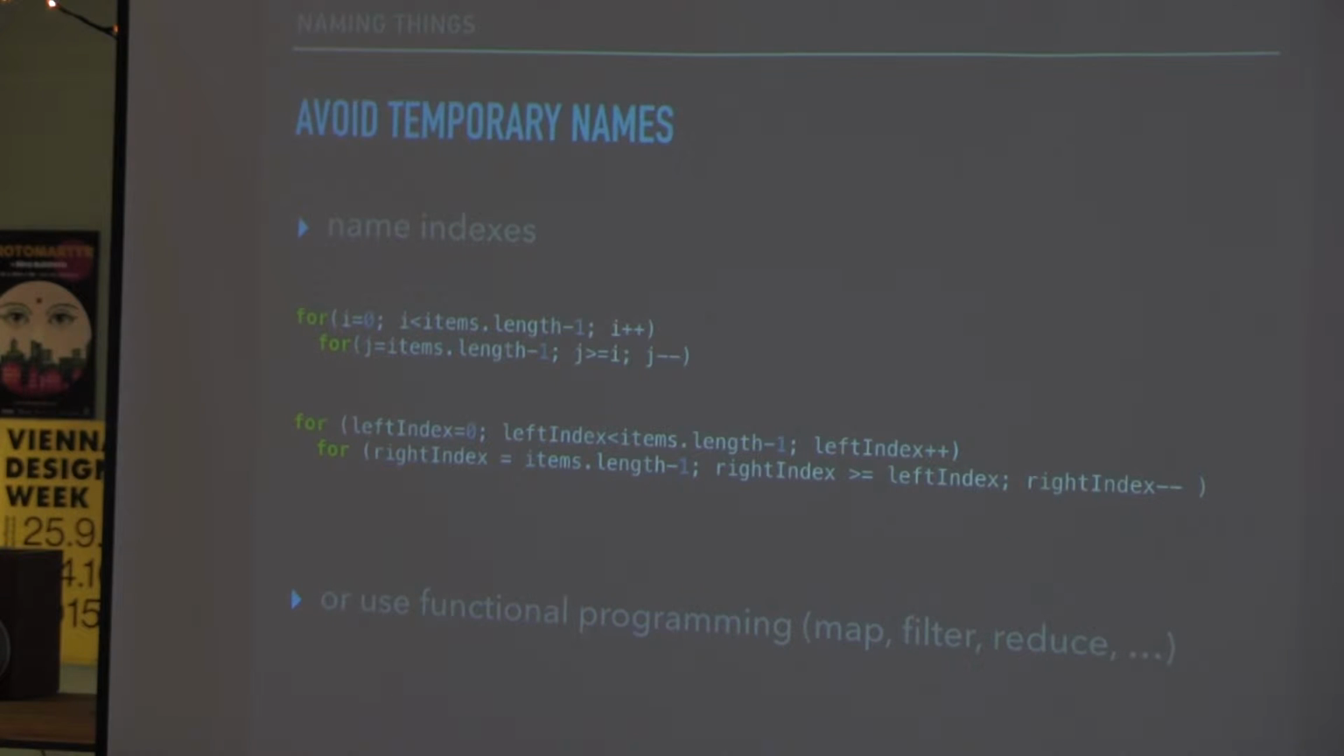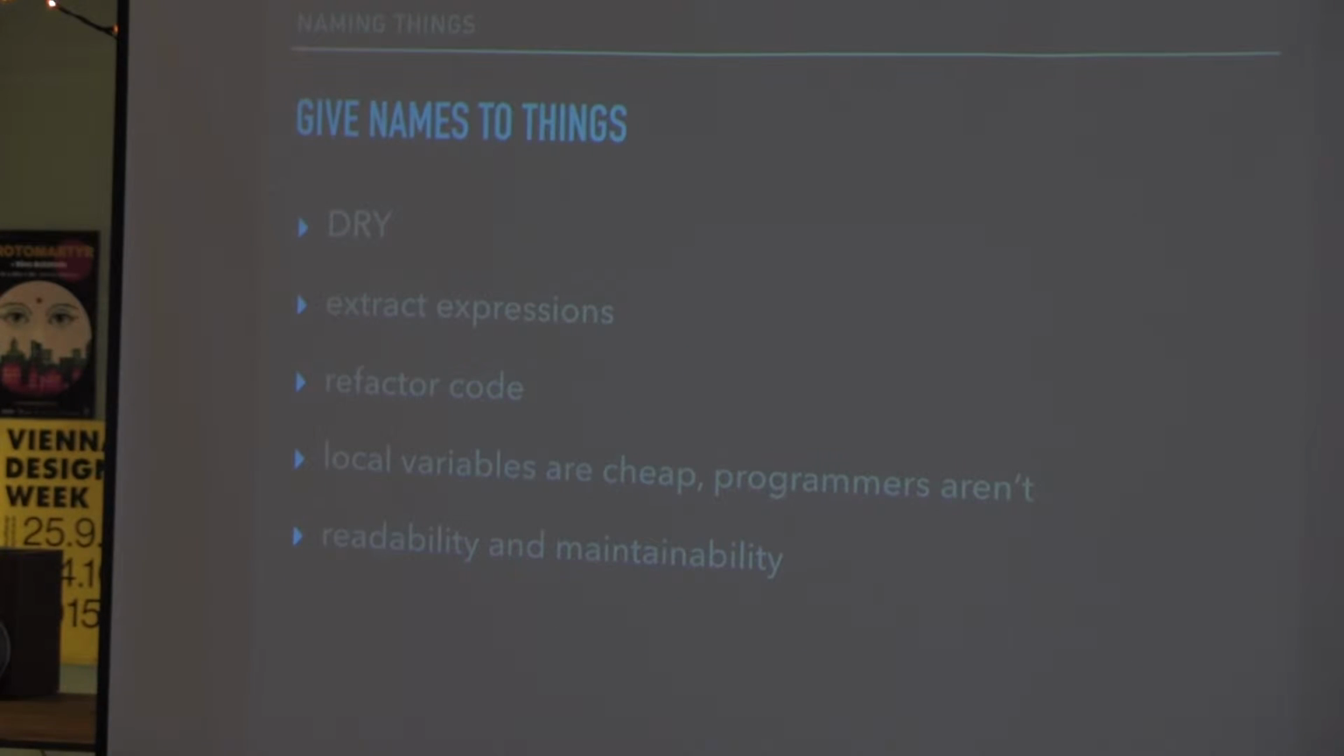In a lot of cases, you can also use functional programming for this. You can use things like map, filter, and reduce to avoid having to have a for loop altogether. Naming things goes hand in hand with refactoring. So you should always be keeping your code DRY. So don't repeat yourself and try to extract expressions and refactor code. So local variables are cheap, but programmers aren't. Having well-named variables will help your readability and maintainability of your code.